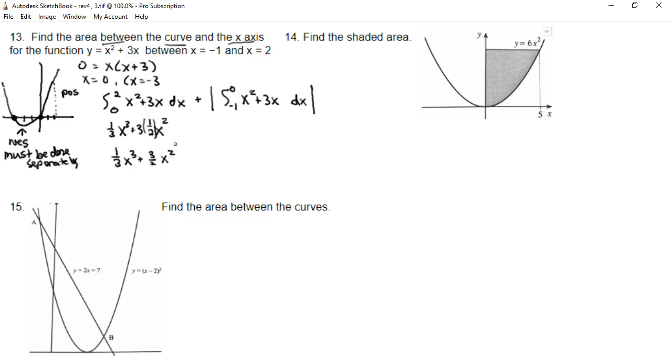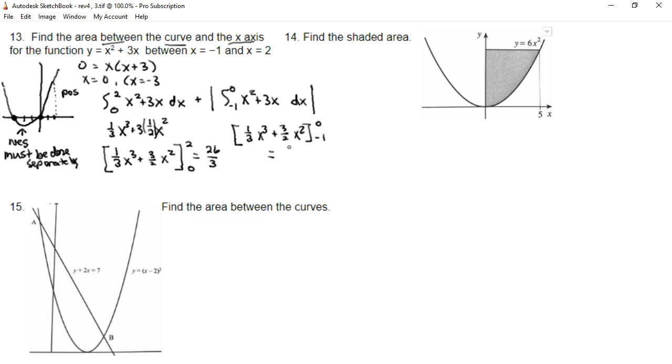And then we set it in the notation. And I'm going to use the boundaries 2 and 0. And when I do that, I get 26/3. Now I'm going to do it with the other one. But keep in mind, when I'm done, I expect this to be a negative area. And so then I'm going to take the absolute value of it.